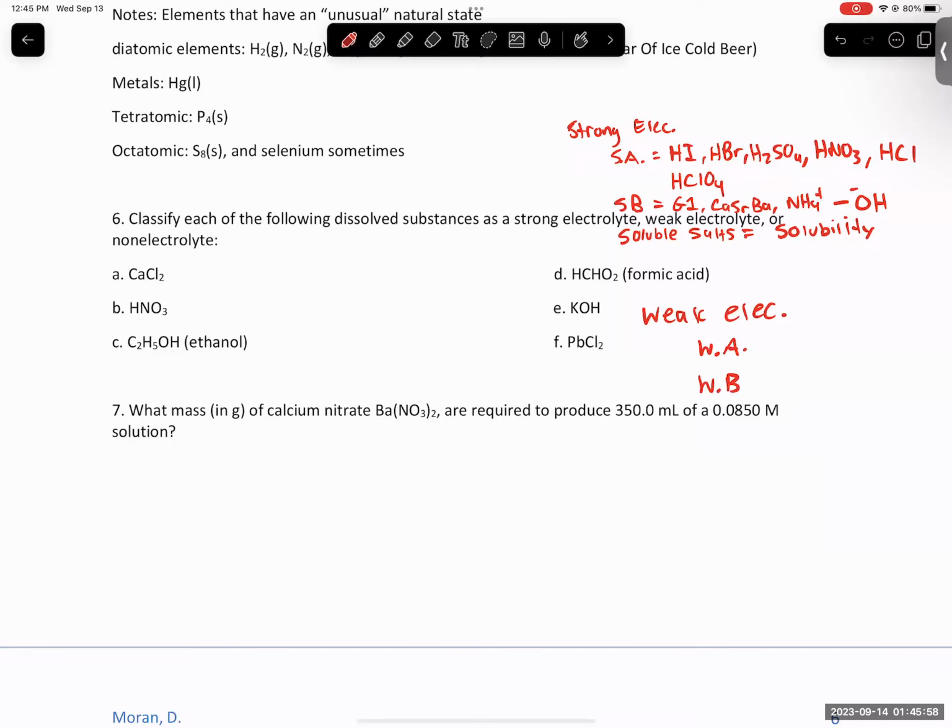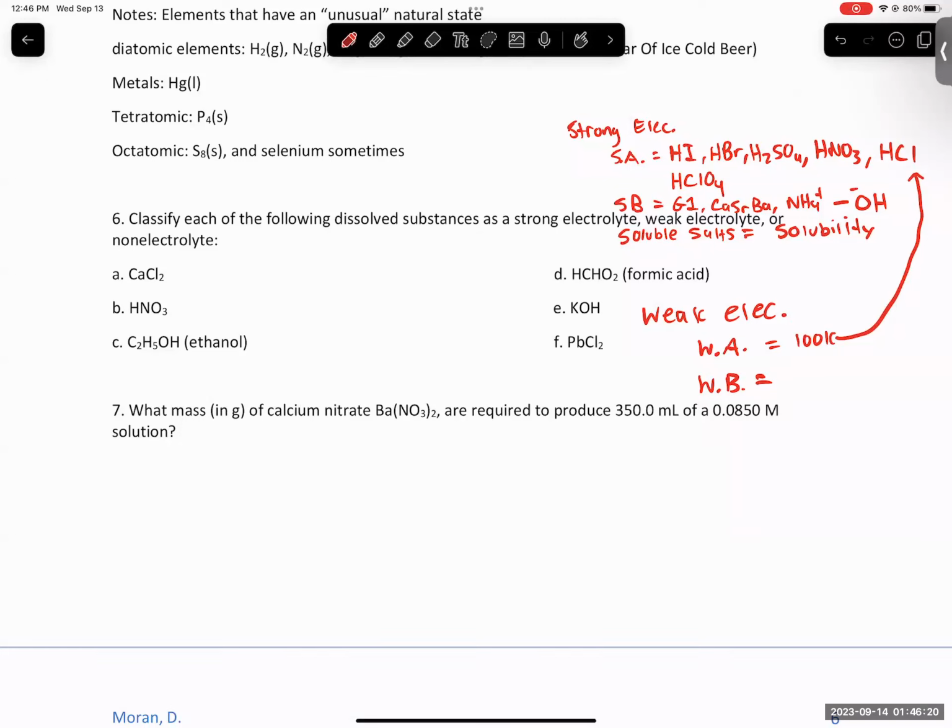So how do we know if an acid is a weak acid? Yeah, it's not one of the 6 strong acids, so that's pretty easy. Okay, so we look here. It's not one of those 6, it's going to be weak.